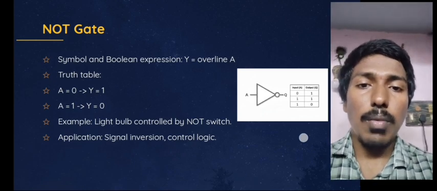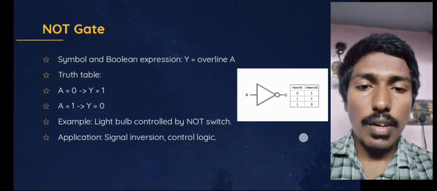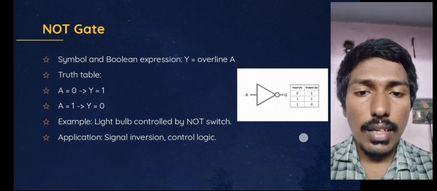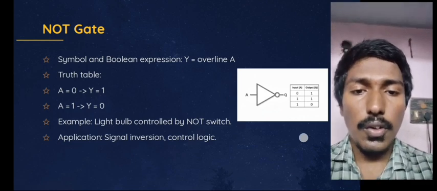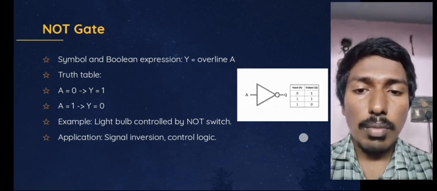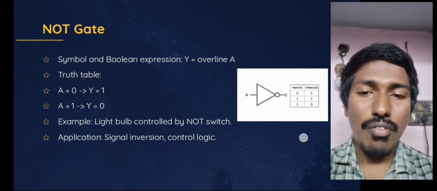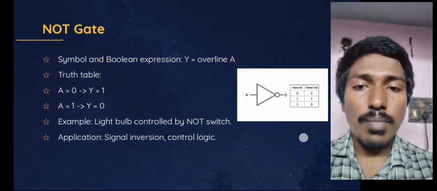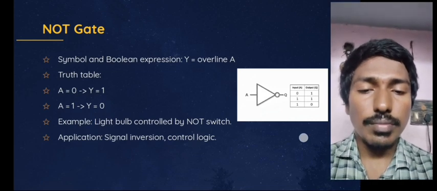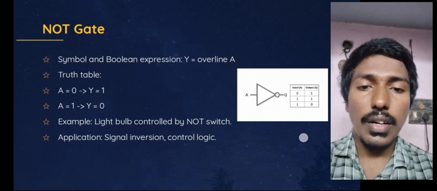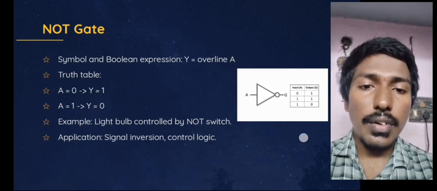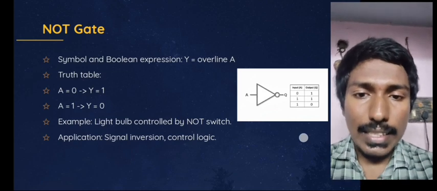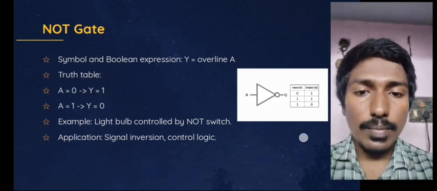Example: a light bulb controlled by a NOT switch. If the input is 1, the bulb is off. Application: signal inversion and control logic. In signal inversion, if you give a sine wave, positive and negative, the output is negative and positive, so the NOT gate acts as a signal inverter.